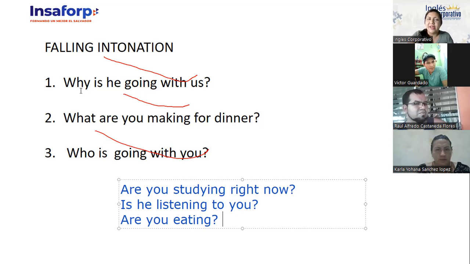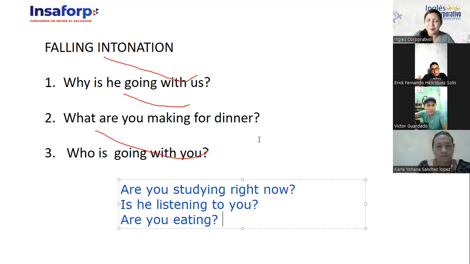Exactly. Vaya, ahora again, pero lo vamos a hacer más de corridito y con más entonación de pregunta. Okay. Why is he going with us? What are you making for dinner? Who is going with you? Otra vez, Victor. Again.